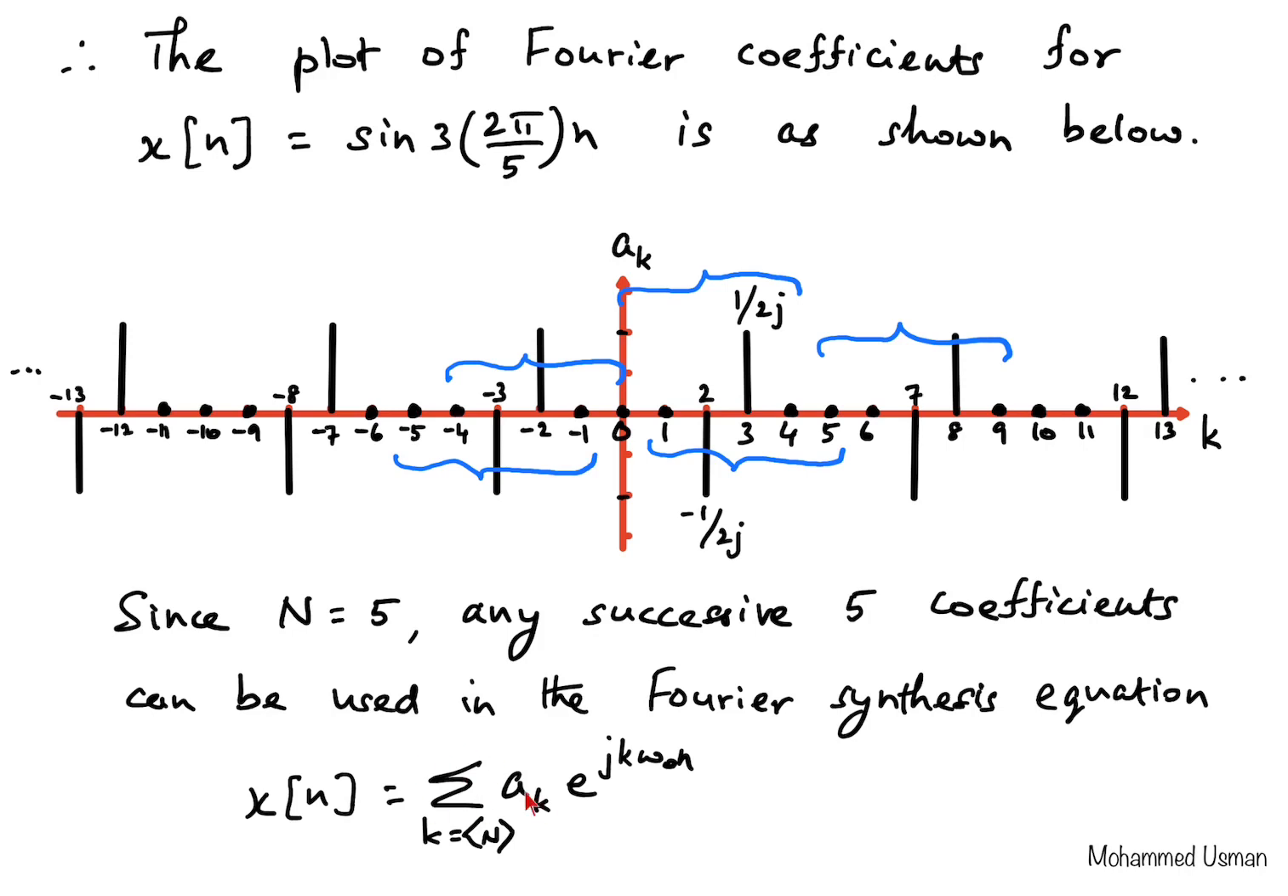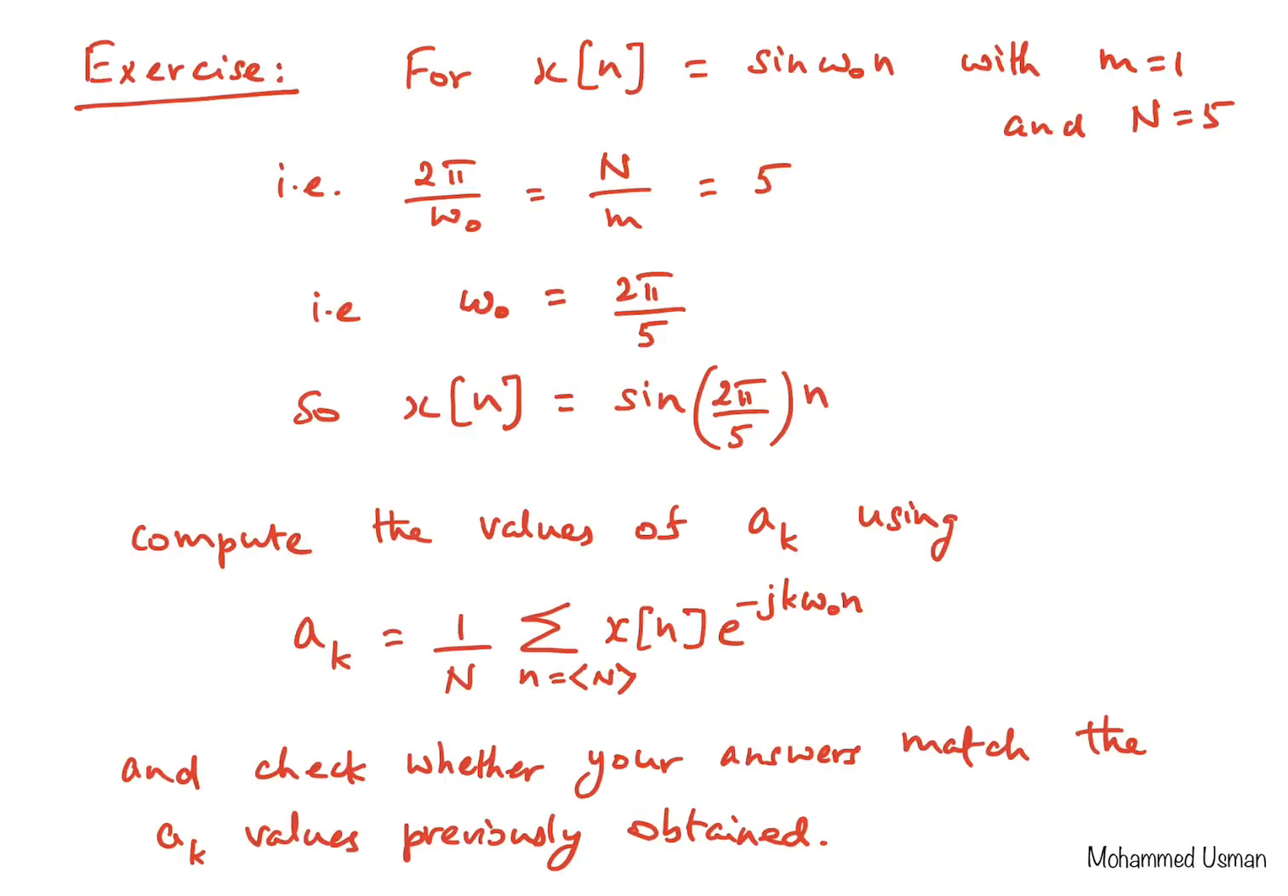And in our Fourier synthesis equation, we can choose the range of k to be n successive values of k, and that would not alter our result. Now, so far we have been obtaining the value of the Fourier coefficients a_k by observation, by writing the sine function in terms of the complex exponentials and determining the a_k's by observation. But we can use the analysis equation to compute the values of a_k.